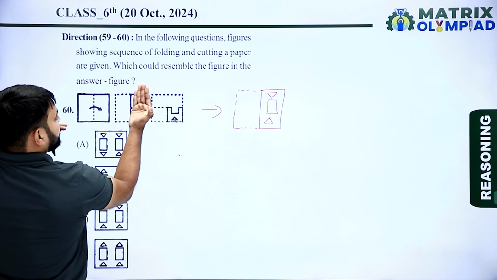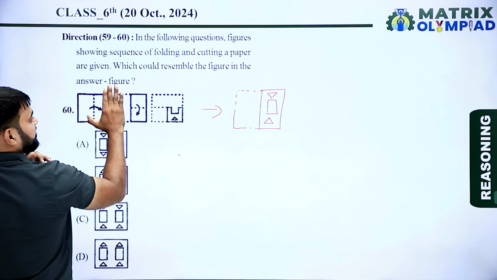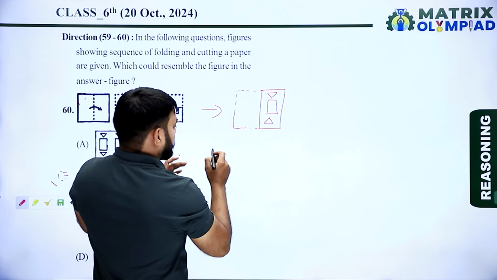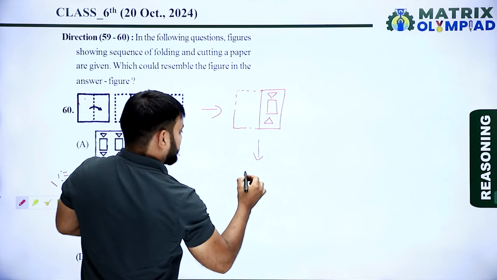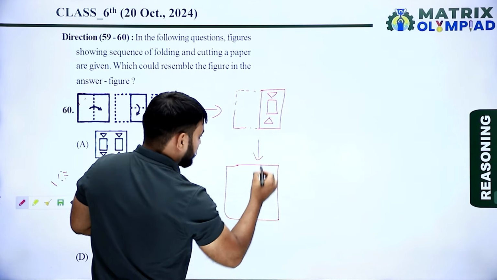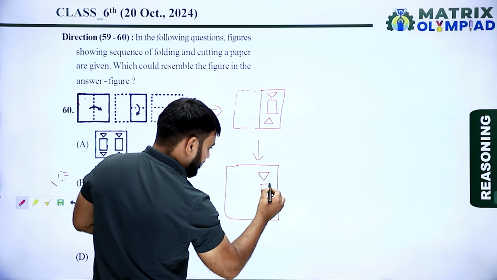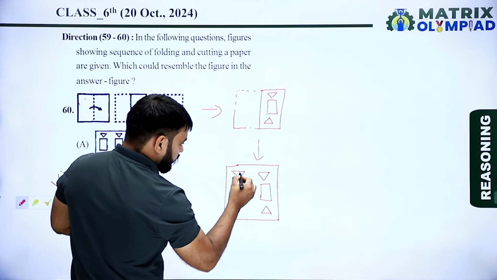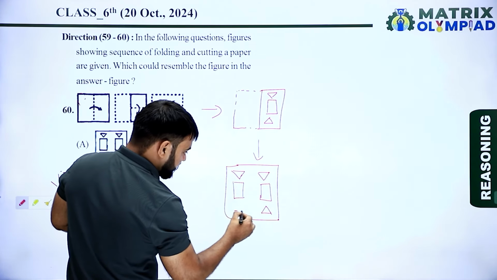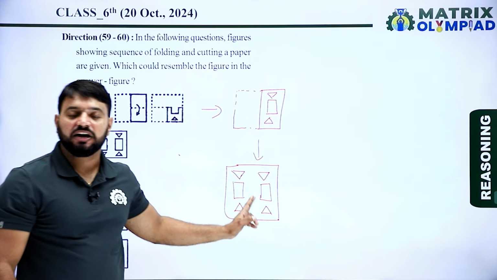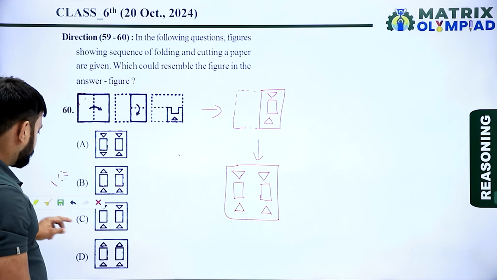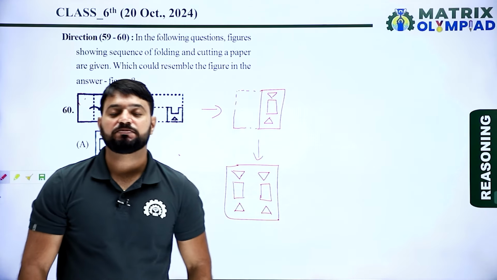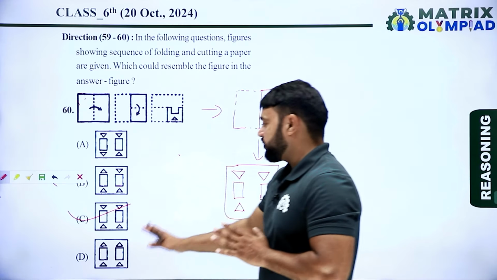Now unfold this paper in this direction. This paper will be unfolded in this direction because this paper has been folded in this direction. When we unfold this paper in this direction, then we get an image like this. The mirror image of this part will look something like this. So this is the correct unfolded paper after cutting. So now here option C is the correct unfolded paper after cutting. Option C is the correct answer of this question.